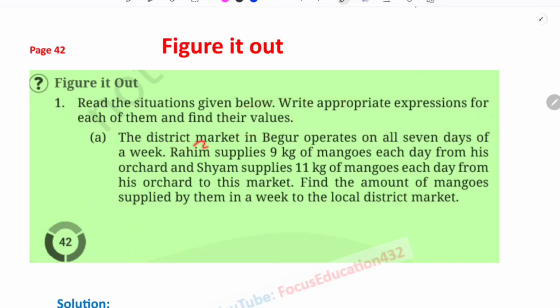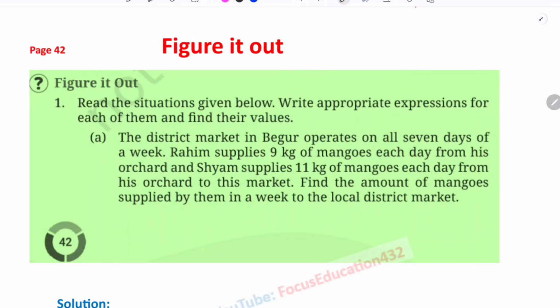So first one, the district market in Begur operates on all 7 days. Rahim supplies 9 kg of mangoes each day from his orchard, and Sham supplies 11 kg of mangoes each day from his orchard to this market. Find the amount of mangoes supplied by them in a week to the local district market. So here what we have to understand is 7 days a week they are supplying. So 7 is common for both of them.